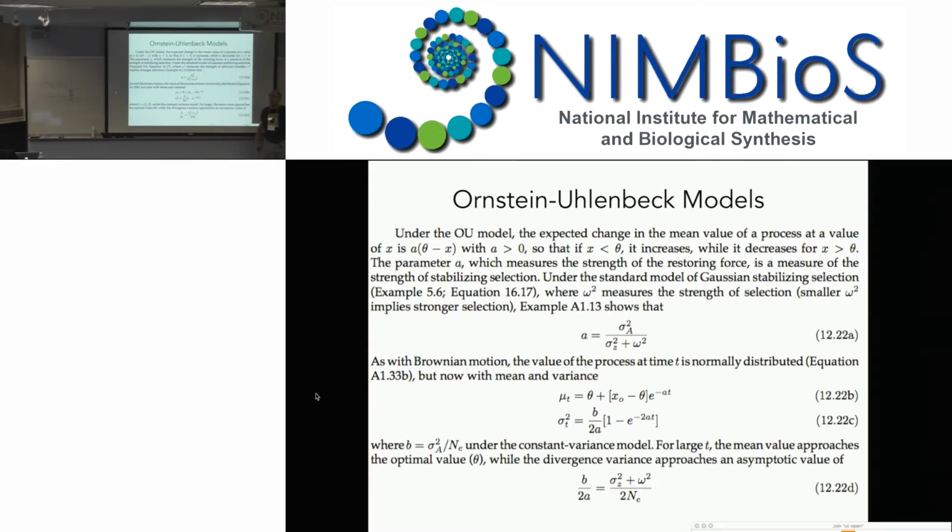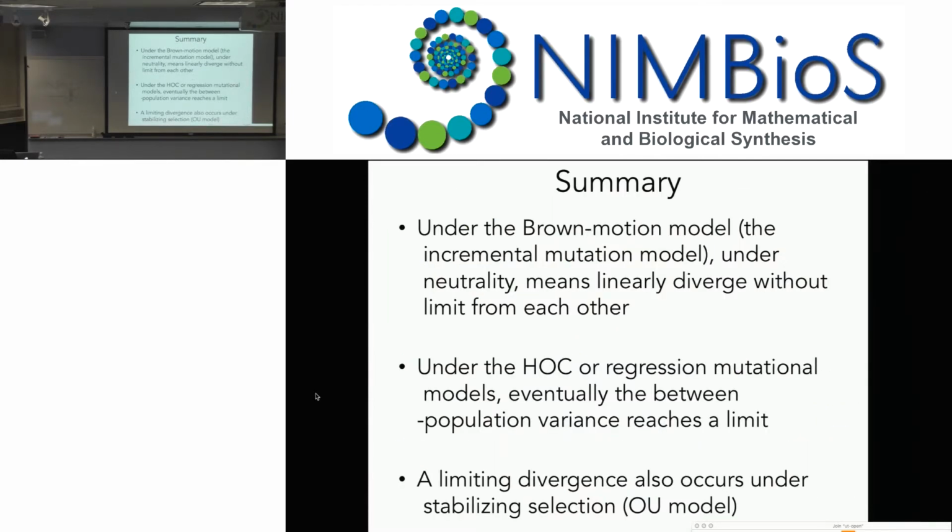And so if your traits are under stabilizing selection, what you expect over time is an asymptote in your divergence. And this, for example, is what people see in some expression data. You don't see a linear divergence over time, you see an asymptotic divergence. The problem is it can also arise if your mutational model is different, if it's a house of cards model or a regression model as opposed to an incremental model.